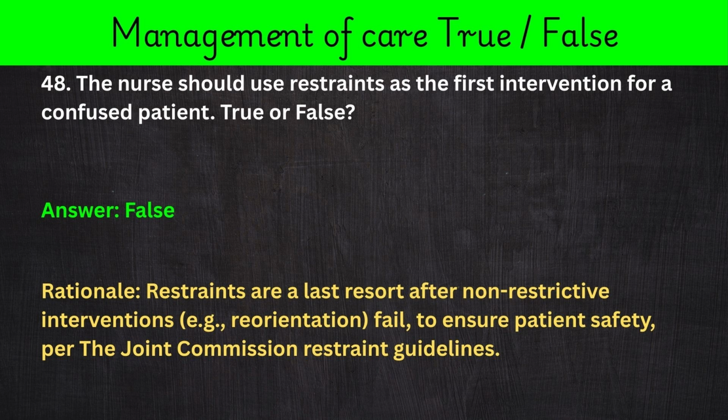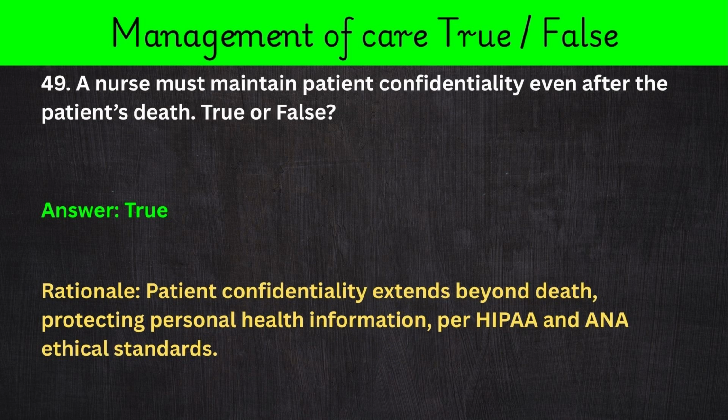Rationale: restraints are a last resort after non-restrictive interventions, e.g., reorientation, fail to ensure patient safety, per the Joint Commission restraint guidelines. 49. A nurse must maintain patient confidentiality even after the patient's death. True or false? Answer: true. Rationale: patient confidentiality extends beyond death, protecting personal health information, per HIPAA and ANA ethical standards.